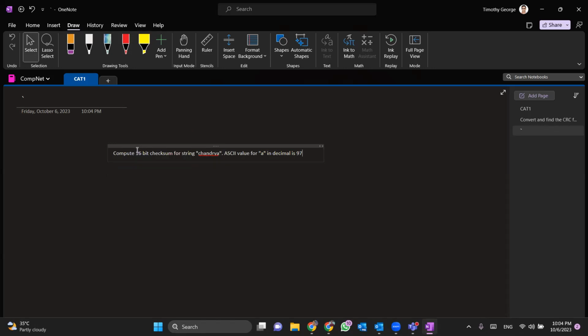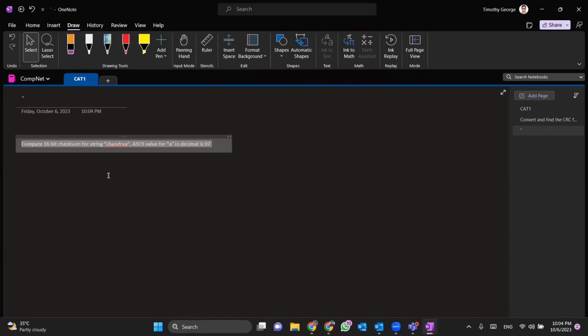This is the second question, the last question that we're going to take. Complete the 16-bit checksum for the string Chandra. The ASCII value for a is 97. How do we do this?